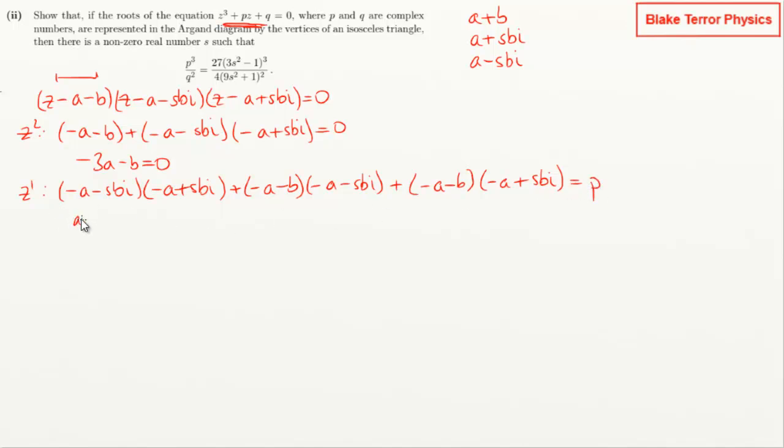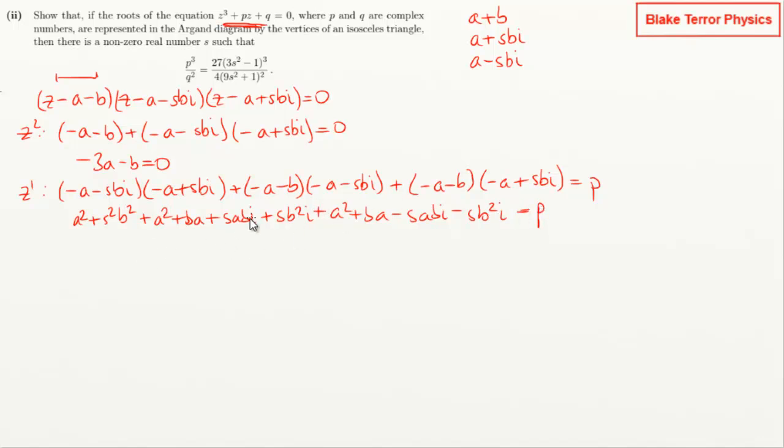Okay, so a squared plus s squared b squared plus, oh, that's going to cancel. So a squared on the next pair of brackets, plus b times a plus sabi, and then what am I getting? Then an sb squared i. Okay, then I've got another a squared. Then I've got a ba again. Then I've got a minus sabi and a minus sb squared i. Okay, that's equal to p.